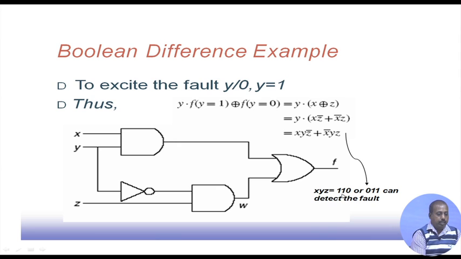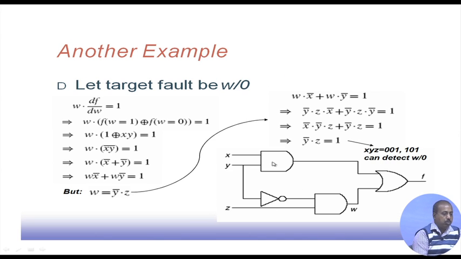If you try for the next one also, you will see that it is able to detect this particular fault y stuck at 0. There is a more detailed example here. In this circuit, suppose we are trying to check for the fault w stuck at 0. Previously y was a primary input; in this case, w is an internal line of the circuit.